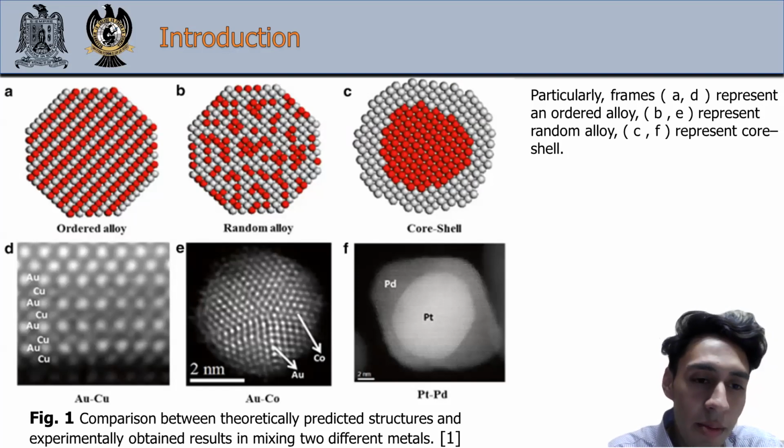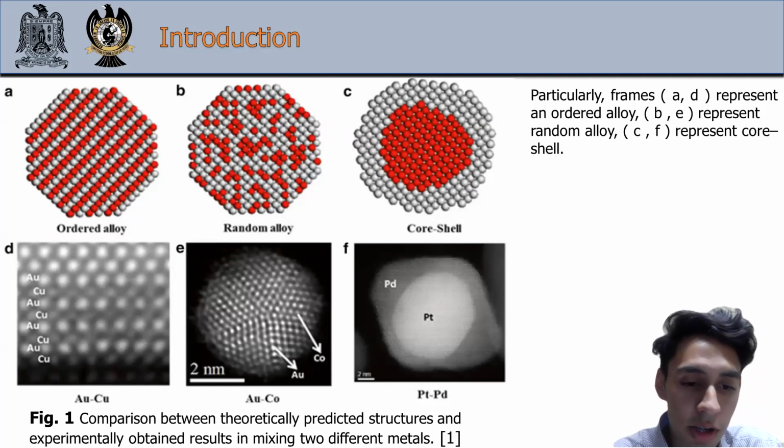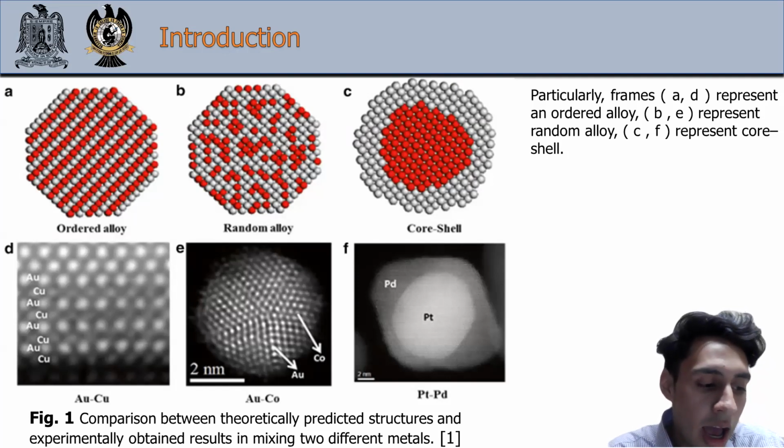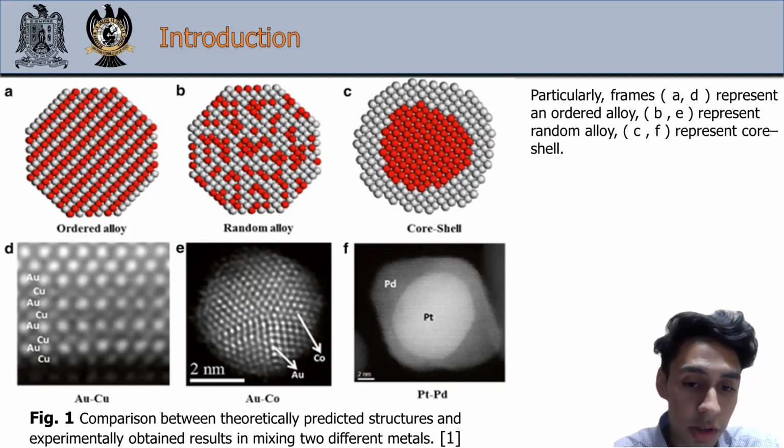Particularly, frames A and D represent an ordered alloy, the ones that are gold and copper. Frames B and E represent random alloy. Frames C and F represent core and shell. A huge advantage of gold-copper alloys comes from their ability to form a solid solution over the whole composition range.